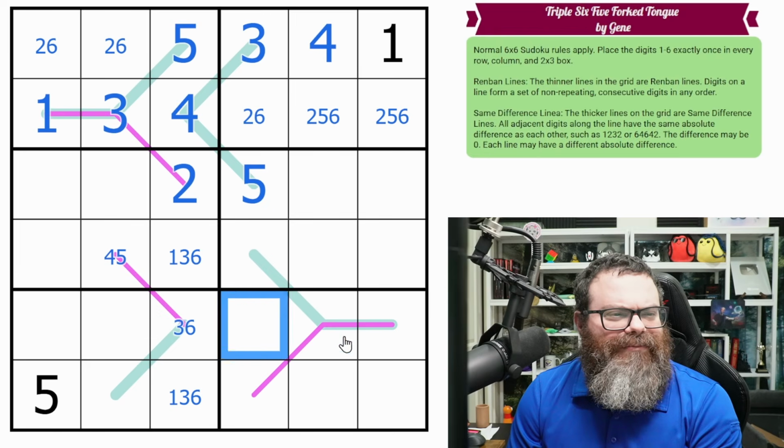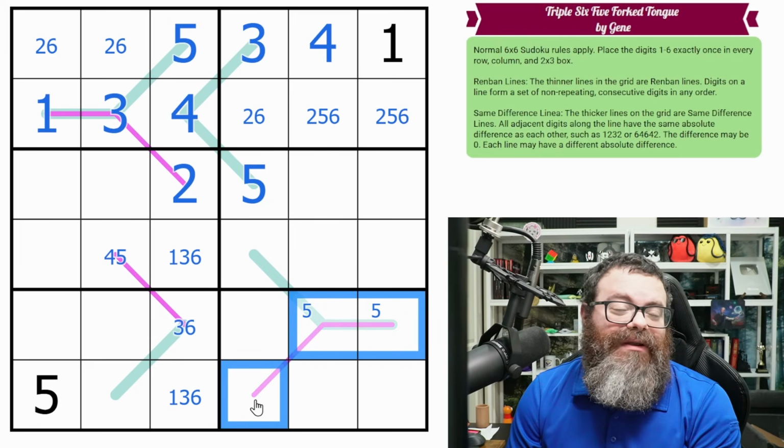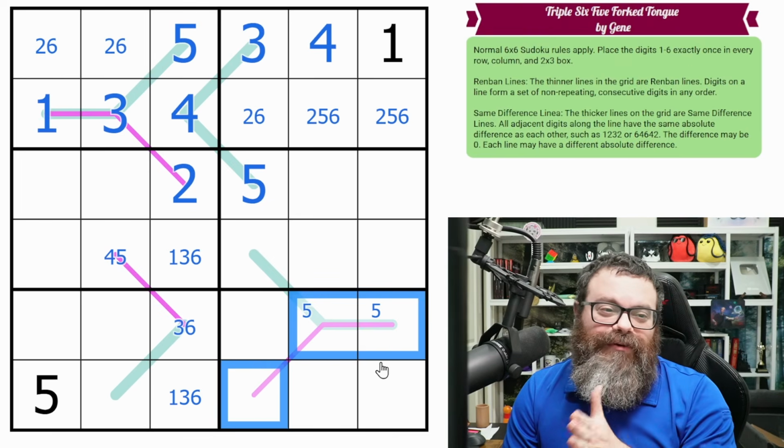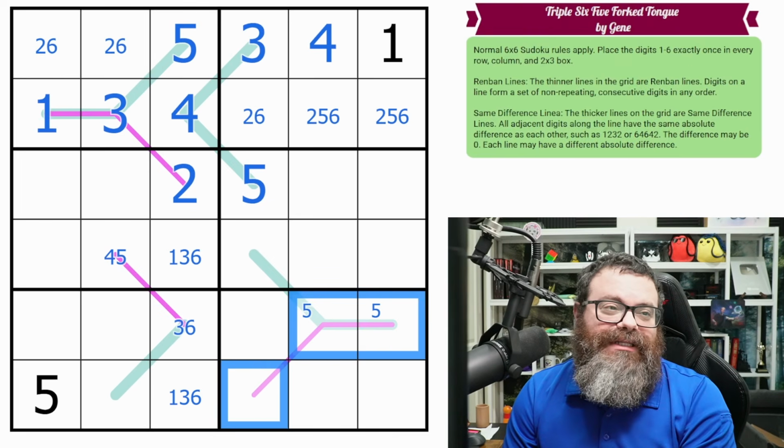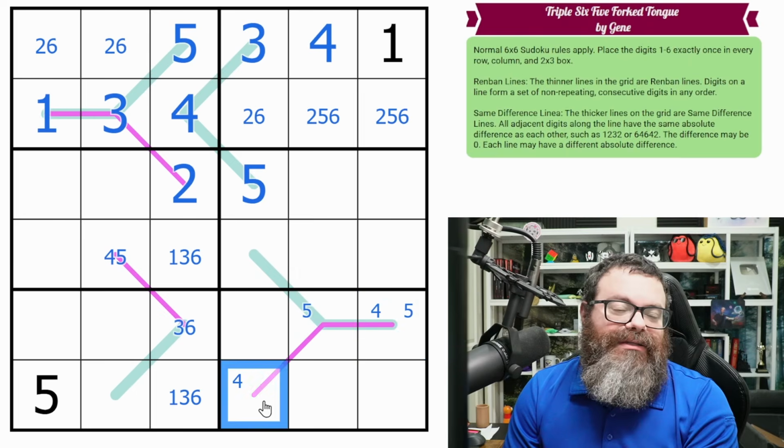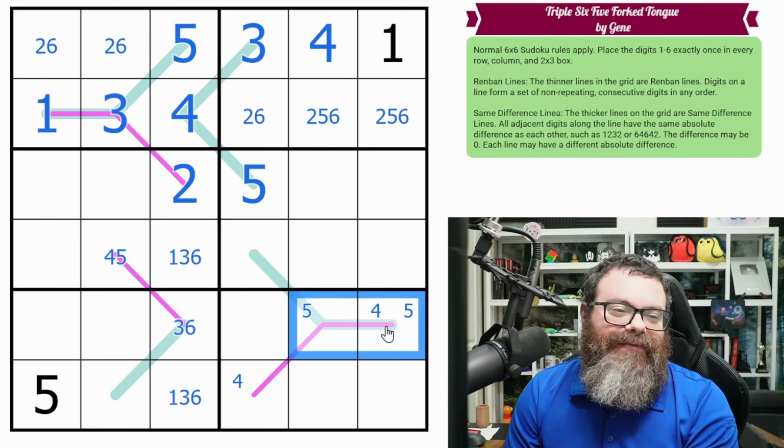What else do I have going on for me? 5's in one of these 2. So 5's on this Renban. So the Renban is either 3, 4, 5 or 4, 5, 6, which means it definitely contains the 4 as well. So there is a 4 in one of these 2, and a 5 in one of these 2.